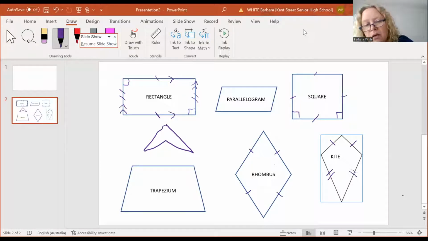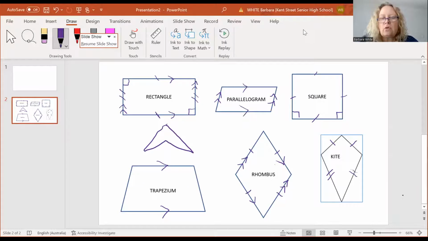It also has the parallel sides. There they are. Those 2 are parallel. Those 2 are parallel. Trapezium over here, this trapezium has 1 pair of parallel sides. I thought I drew another trapezium. Doesn't matter. There you go. The parallelogram has got 2 sets of parallel sides. It's also got 2 sets of congruent sides.